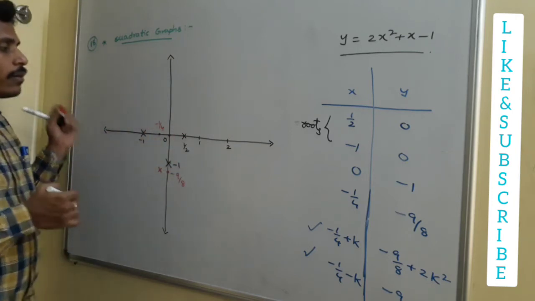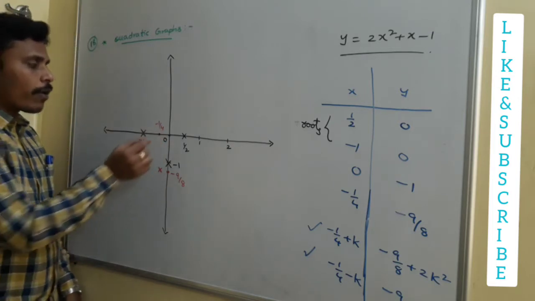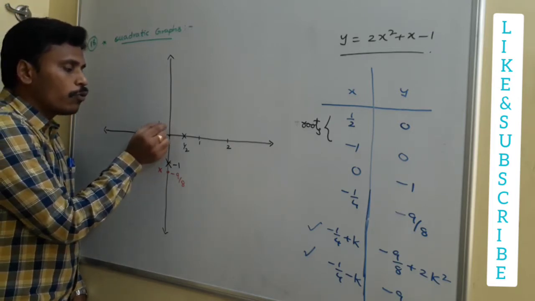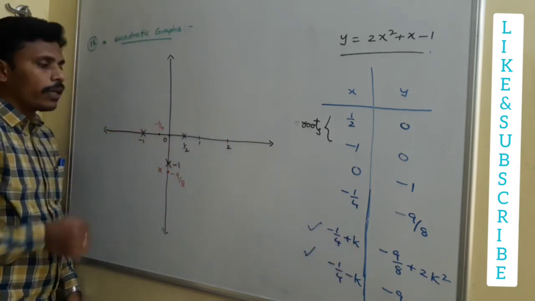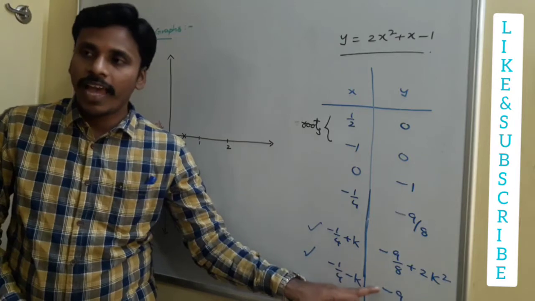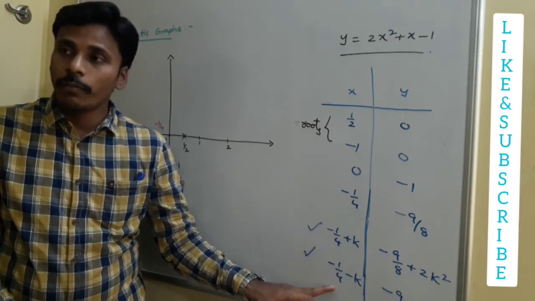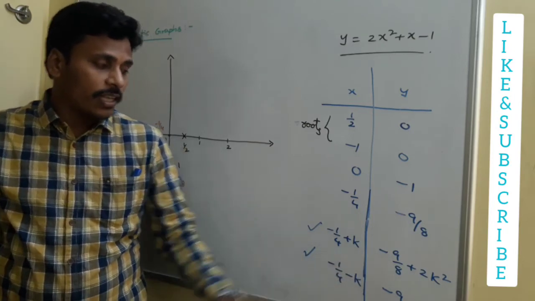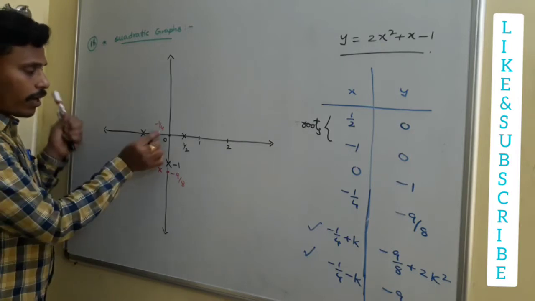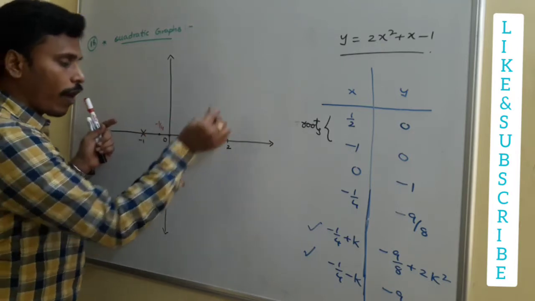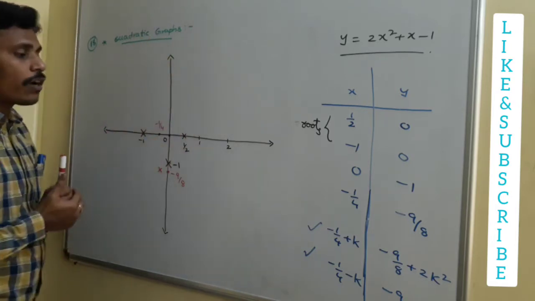Further, this is minus 1 by 4. From this minus 1 by 4, if you move rightwards by k units or leftwards by k units, the values are the same. For minus 1 by 4 plus k as well as for minus 1 by 4 minus k, the values are the same. In that sense, for this minus 1 by 4, if you move rightward or leftward, the graph looks the same. That's what we need to analyze.